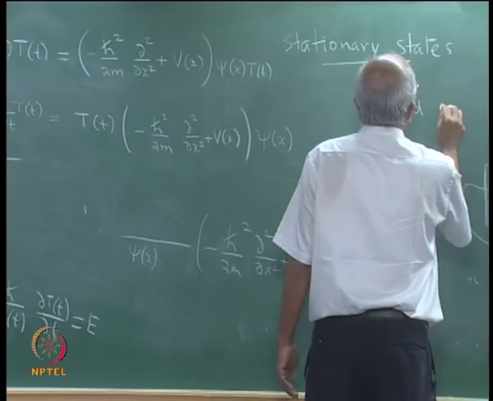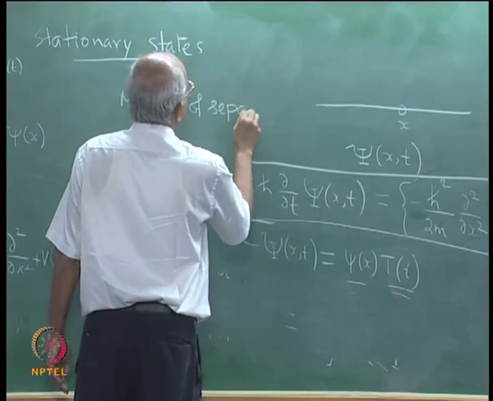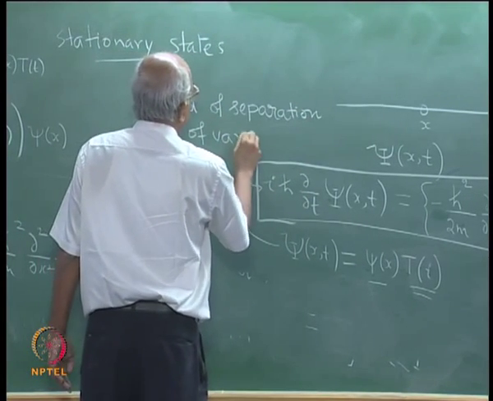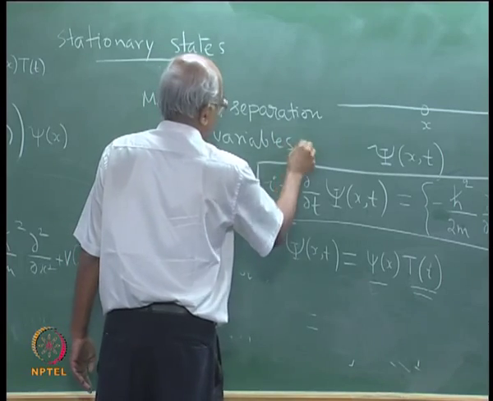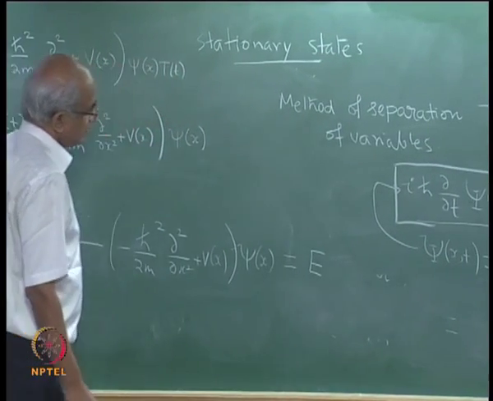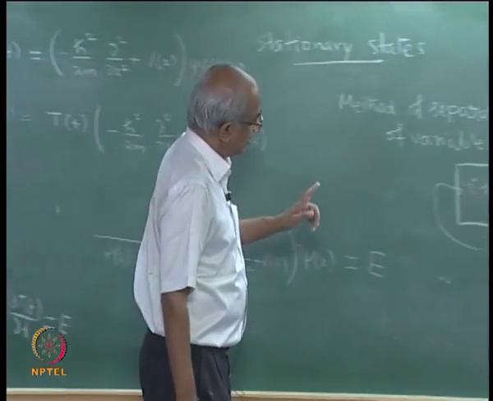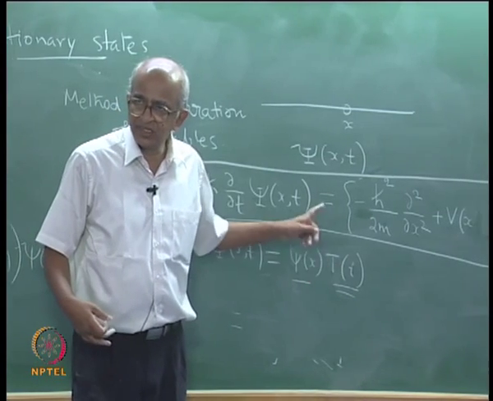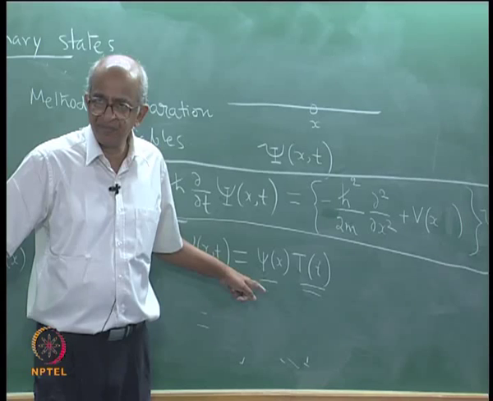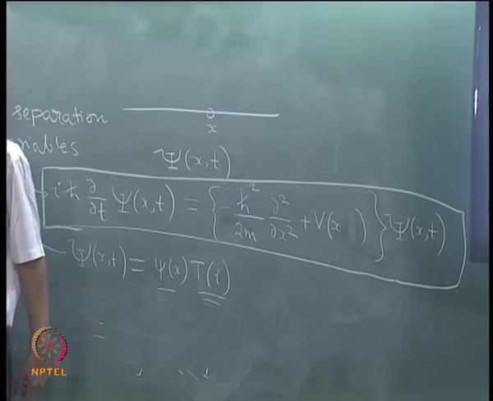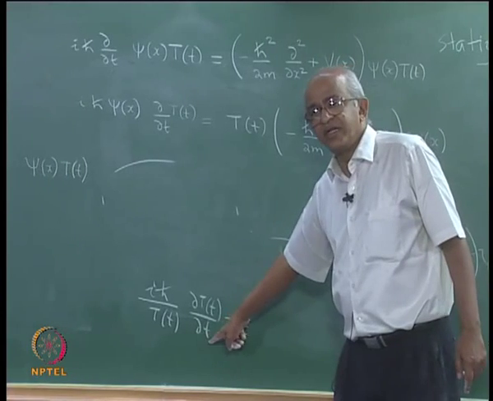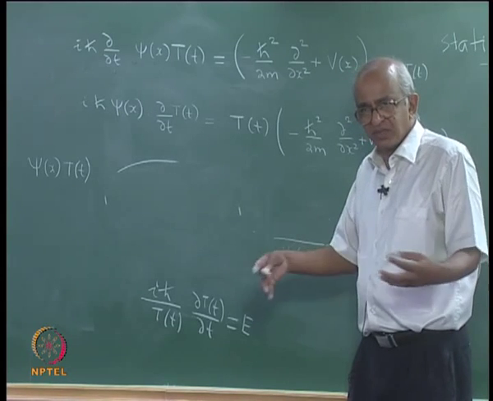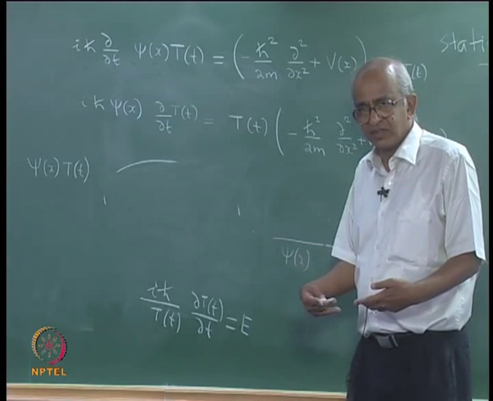So, what do I mean by that? The meaning is I had a function which depended upon two variables and that I separated into two separate functions, each one depending only upon one variable, right. And then I was able to arrive at two separate ordinary differential equations. So, one is this and the other one is that. So, my problem has been simplified by this method of separation of variables.